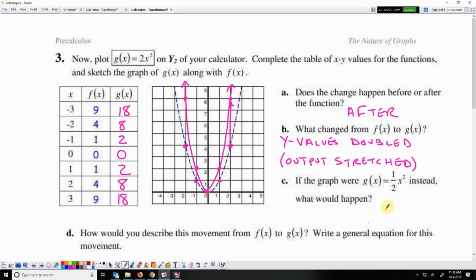Okay? What would have happened if it was 1/2 times x squared instead? Then it would have, instead of stretching and becoming twice as tall, all these outputs would have been cut in half, so it would have been twice as short. That's still a type of dilation. Anytime you stretch, that's a type of dilation. So this right here was a vertical dilation by 2. If it was by half, then it would be a vertical dilation. I'm going to abbreviate here, vertical dilation by 1/2.